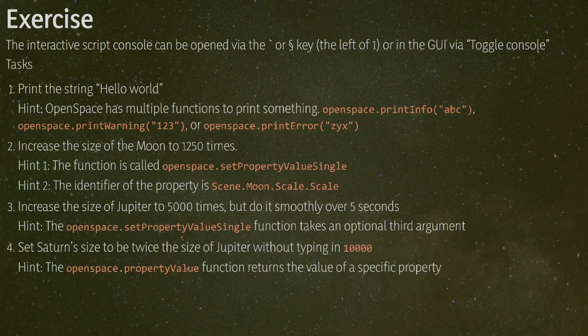Then the value that we want to set it to. The value that we want to set the property to is the second argument. The second argument is what the value of the scale should be, as a number. And then close brackets. Yeah, exactly.